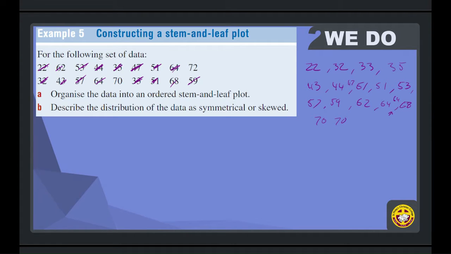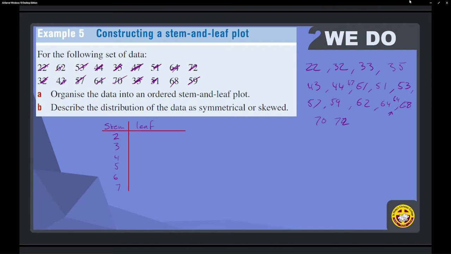Okay, we're going to draw our stem and leaf now. So all we really need is a vertical line, but you can also title them if you want. I don't think it's necessary, but you can do that if you want. Okay, so now we need to look at the first digit of all the numbers that we have. We start with 22, we go up to 70. That should say 72. So our stem needs to include all of those numbers.